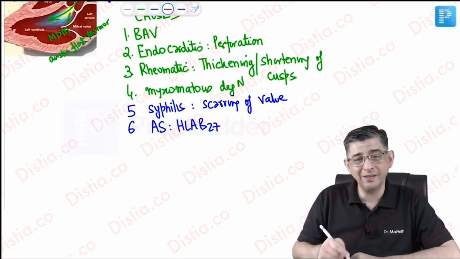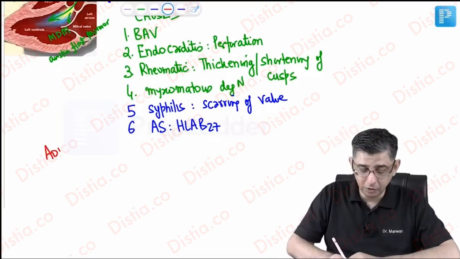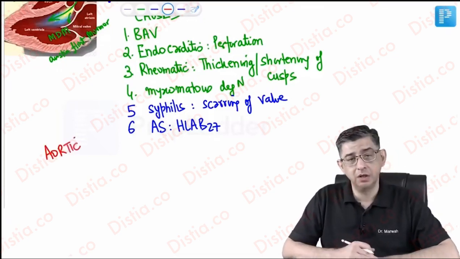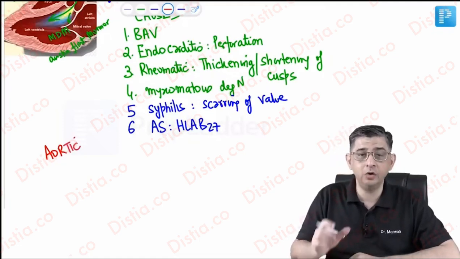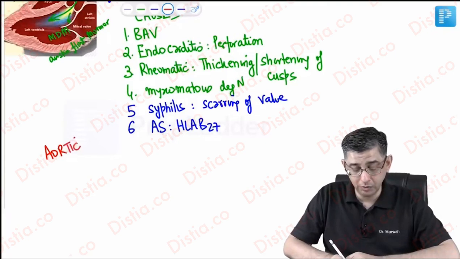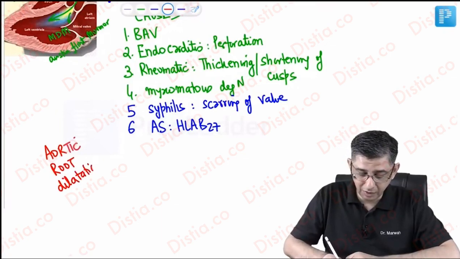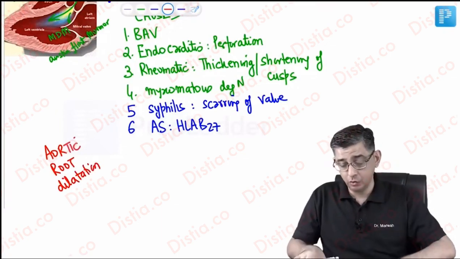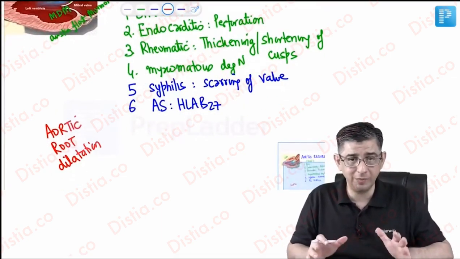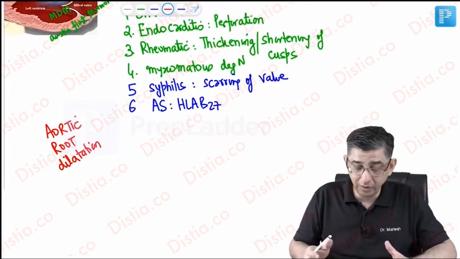For point number 7, 8, 9, 10 that I'll discuss with you, the problem is not in the valve cusps. The problem is not in the chordae tendineae. The problem is with respect to the aortic root per se. There is an aortic root dilatation that is occurring, and because of this there will be a dilatation of the annulus. So per se there's no shortening of the cusp. It is the annulus getting dilated which is contributing to aortic regurgitation.